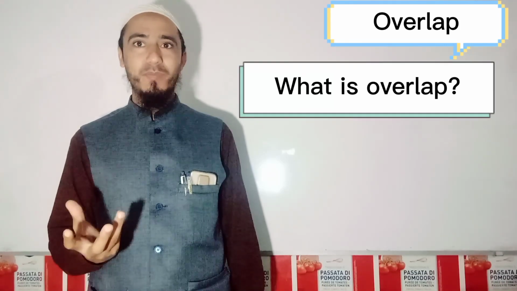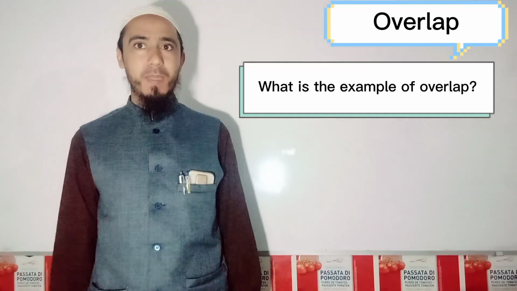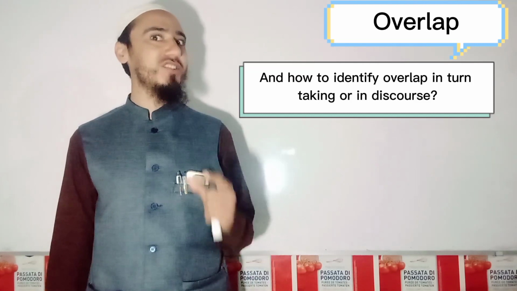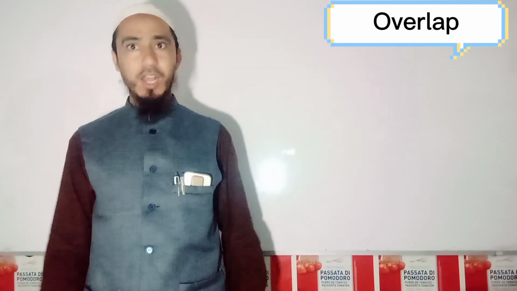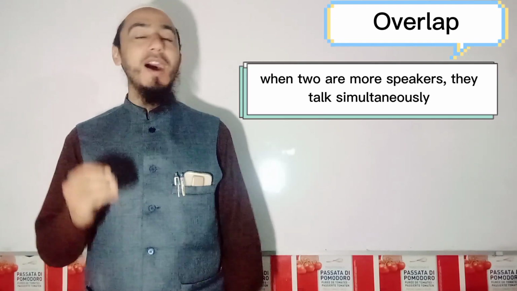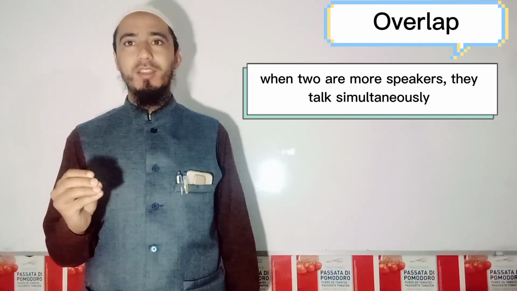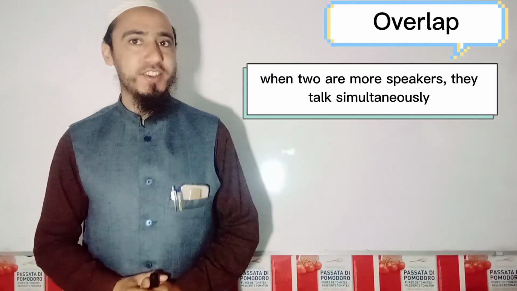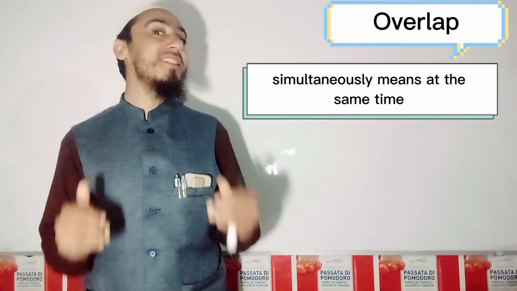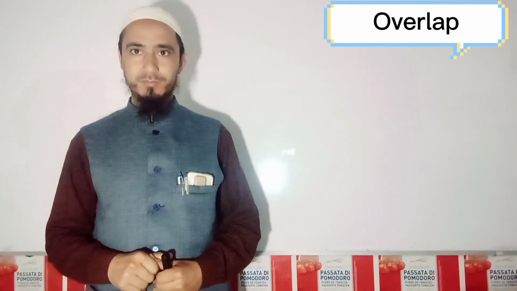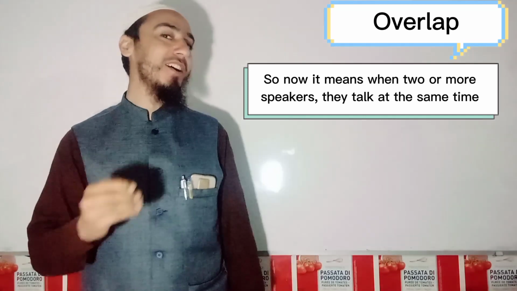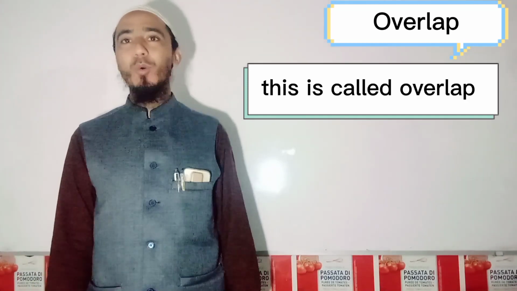What is overlap? What is the example of overlap? And how to identify overlap in turn taking or in discourse? Listeners and audience, overlap means when two or more speakers talk simultaneously. Simultaneously means at the same time. So it means when two or more speakers talk at the same time, this is called overlap.